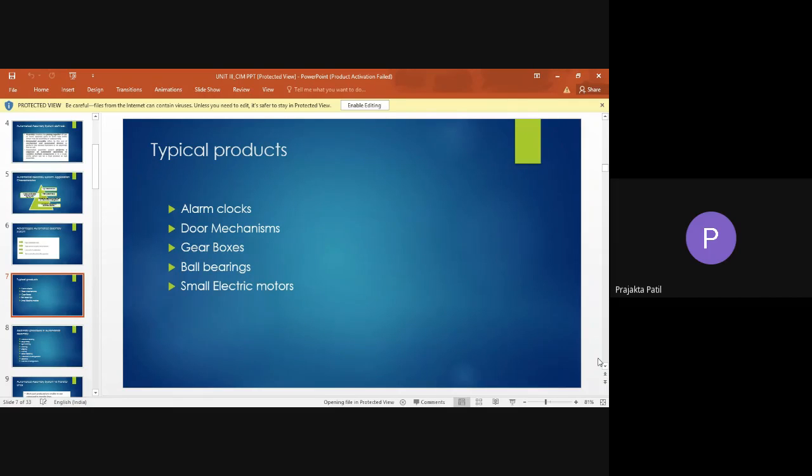So what are these typical products? Some examples we have just listed here. One is alarm clock, door mechanism, gearboxes, ball bearings, small electrical motors. So all these products that you see here are basically assembled via automated assembly line. You have a number of videos that you can come across. Even if you use YouTube, there are so many videos wherein you can see all these products actually being assembled. Okay, so like this you'll have many other examples also.